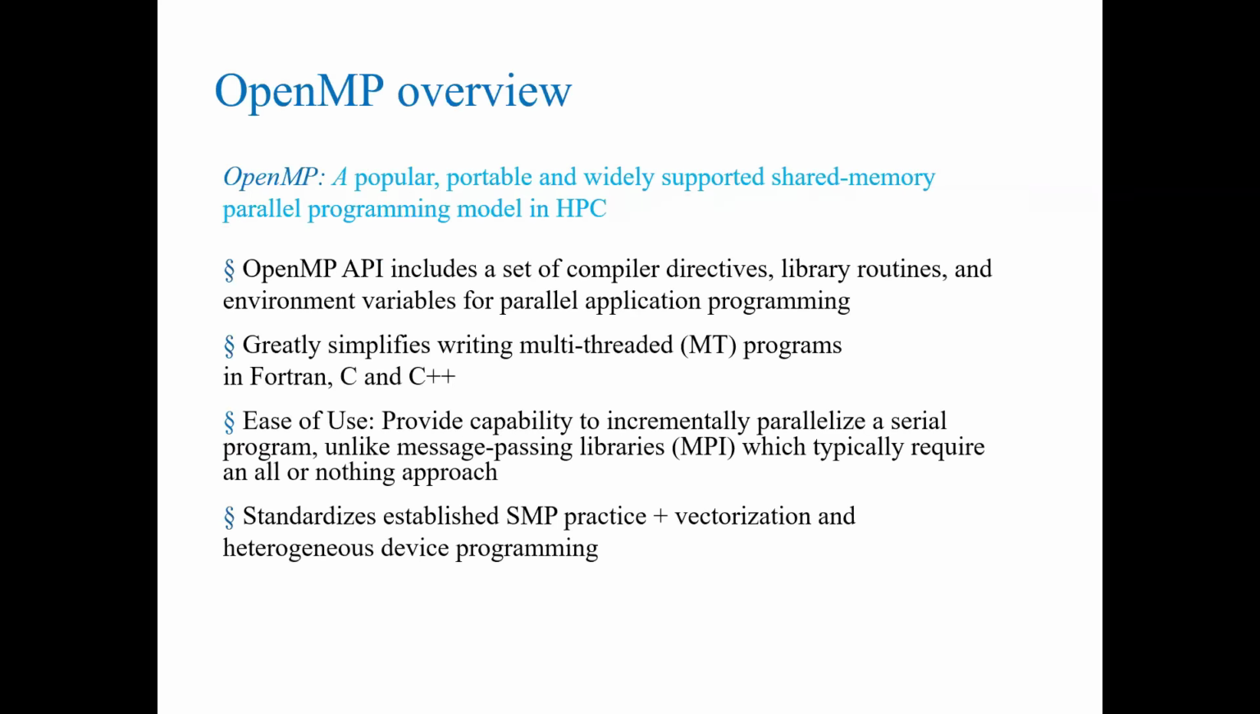Okay. So I think most of you, maybe all of you, know OpenMP. So here I give a simple overview. OpenMP is a popular, portable, and widely supported shared memory parallel programming model in HPC. The API includes a set of compiler directives, library routines, and environment variables for parallel application programming. The interface is applied to C, C++, and Fortran, so the same type of specification has syntax for both languages. It's a threaded approach, and it's quite simple and straightforward.